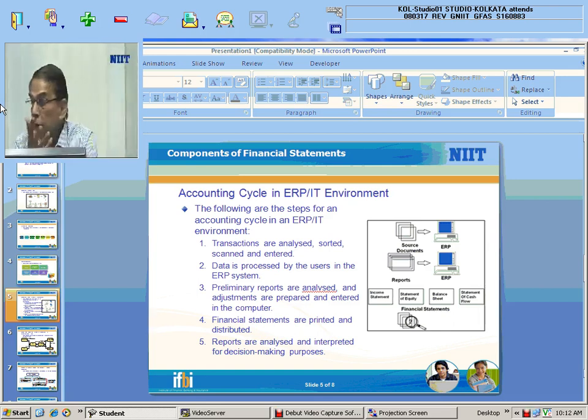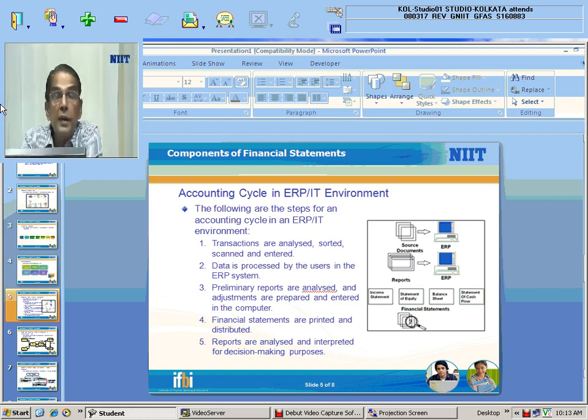Data will be processed by the users in the ERP system to look at preliminary reports, which will be analyzed, and adjustments, if necessary, will be prepared and again entered in the system. Then the financial system will generate financial statements, they will be printed and distributed. Various kinds of reports can be prepared, and these will be analyzed and interpreted for the purpose of decision making. That is how it is done in an IT-enabled environment. That is the accounting cycle. Record to report.